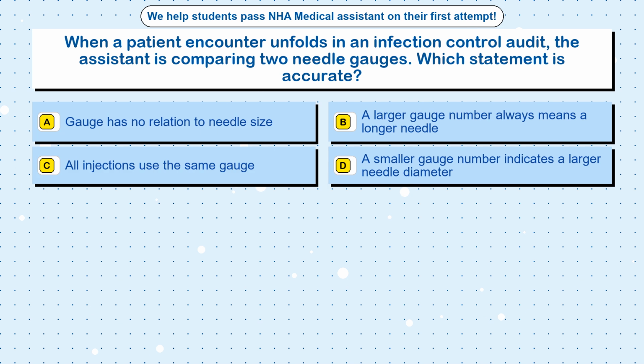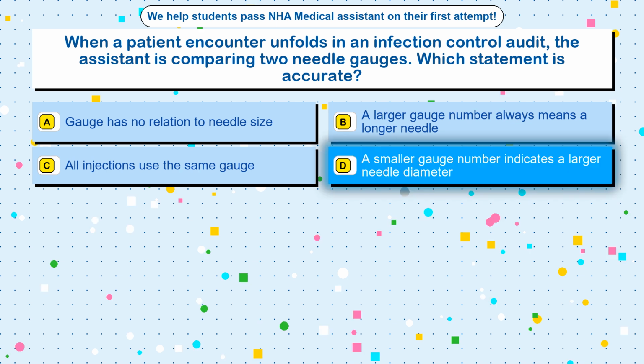Question 36. When a patient encounter unfolds in an infection control audit, the assistant is comparing two needle gauges. Which statement is accurate? Option A. Gauge has no relation to needle size. Option B. A larger gauge number always means a longer needle. Option C. All injections use the same gauge. Option D. A smaller gauge number indicates a larger needle diameter. The correct answer is option D.